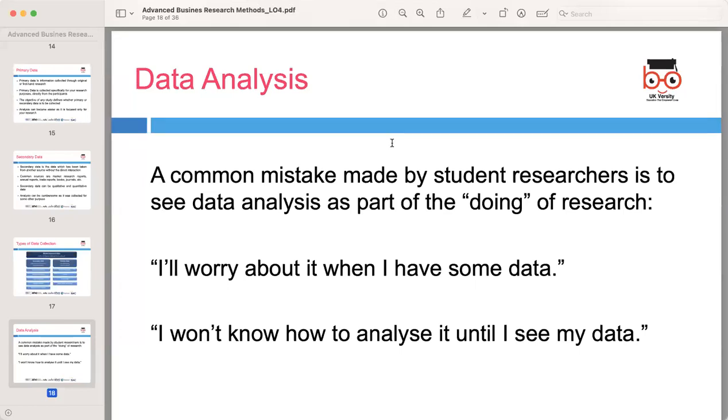Remember that data analysis is not something you can put off until later. It is an essential part of the research process that requires proper planning and consideration. By incorporating data analysis into your research design from the beginning, you will be better equipped to drive meaningful insight from your data and advance your research effectively. Any questions if anyone is there?